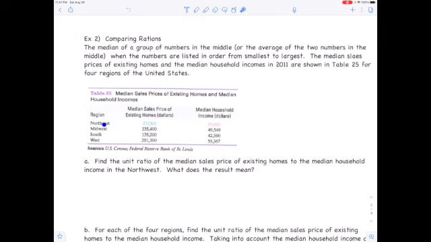Here's the Northeast, and we are going to find the ratio. Now, what's the ratio? Find the unit ratio of the median sales price of existing homes to the median household income in the Northeast. The two connect right here: median sales price of existing homes to the median household income. I'm going to pause it so you can find those 2 numbers. They're really right here. And then we are going to find the ratio for that.